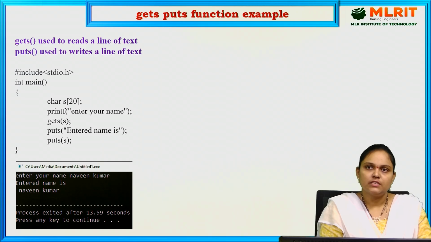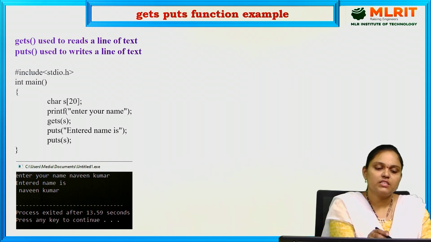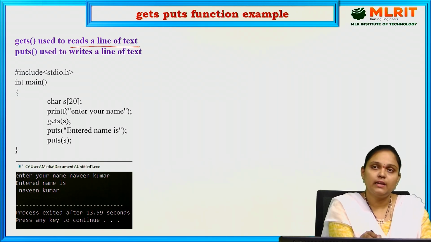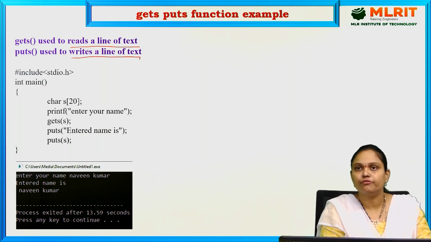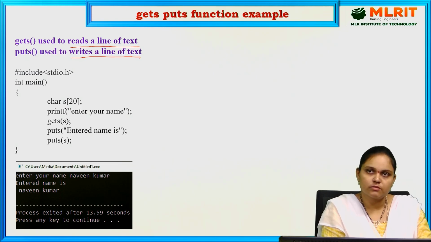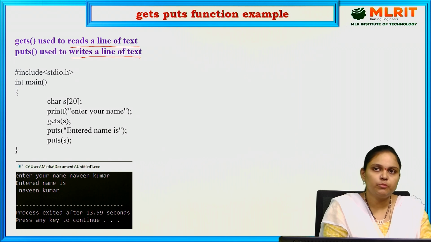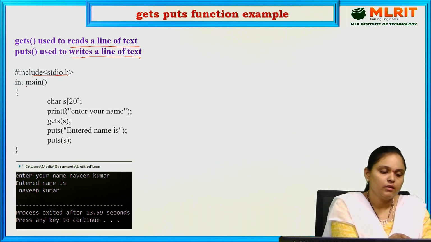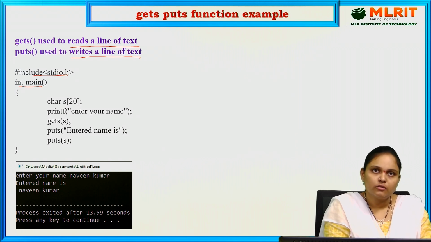And next, the gets function. So gets and puts functions. gets is used to read a line of text, and puts is used to write a line of text. So a line of text we can write, a complete paragraph also we can write by using these puts functions. The gets function and puts function, one example program. This is a header file and int main. And next is the string declaration.